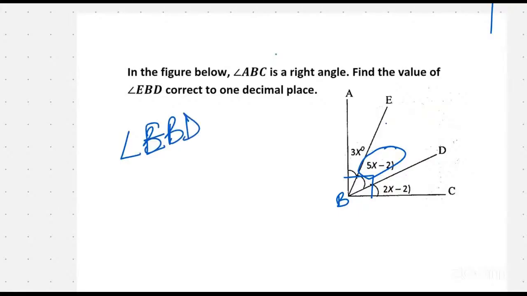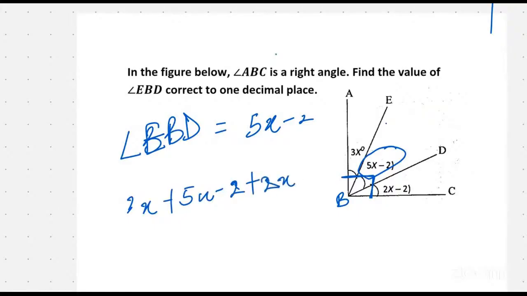EBD is equal to 5x minus 2. We need to get the value of x so that we have the correct value for angle EBD. So for us to find EBD, we need to find x first. Now, to find x, we have been told that the whole angle here is 90 degrees. So we just need to sum up 3x plus 5x minus 2 plus 2x minus 2 equals 90.